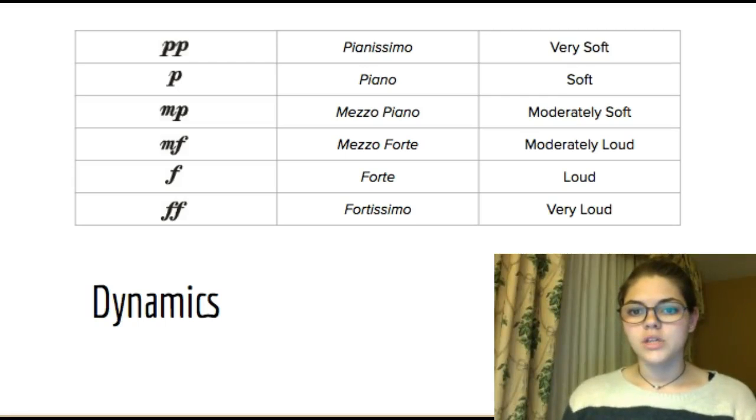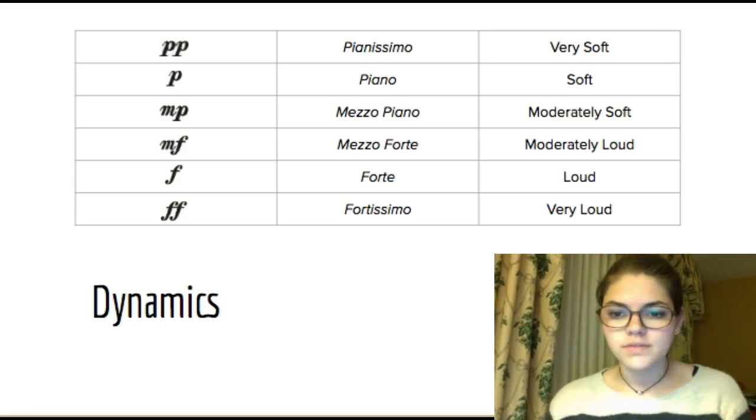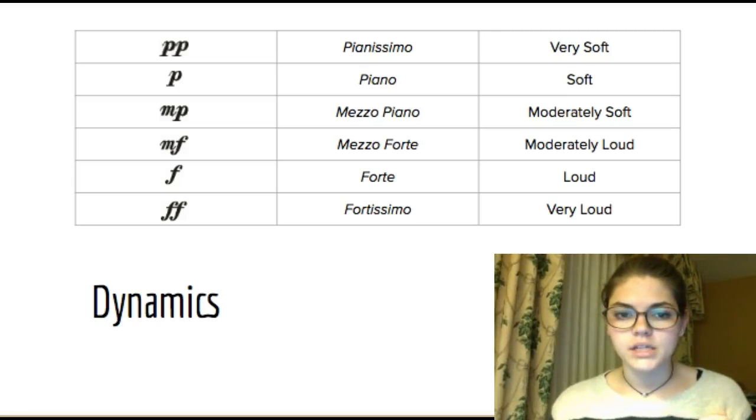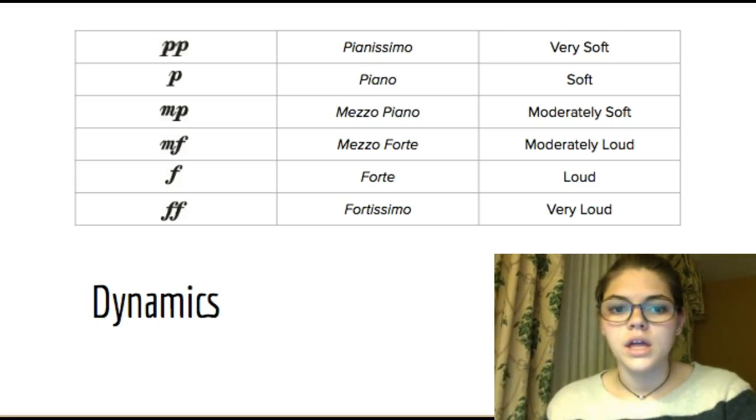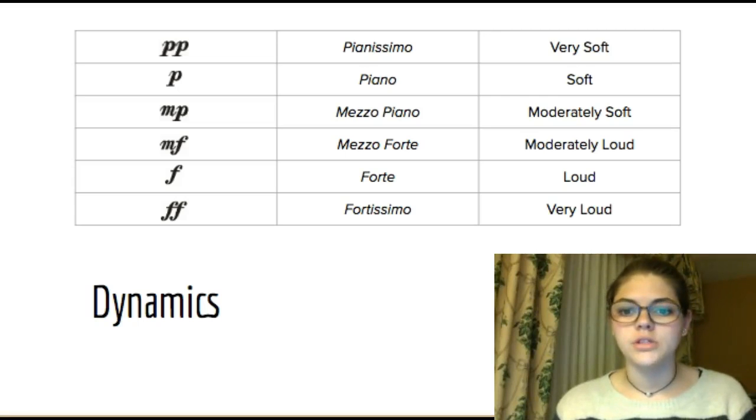In addition, you switch over to loud by getting moderately loud with mezzo forte, and then forte with loud, and fortissimo with very loud. On the left of this table, you can see all of their meanings, and those little M's and F's and P's, they all mean the words that I just described, and when you see them on sheet music, you should be able to identify them and learn how to sing during that measure.